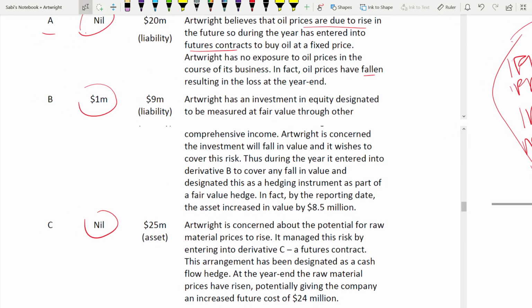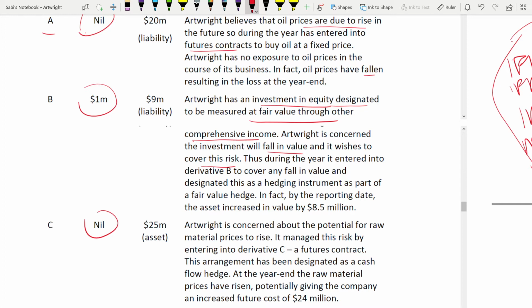There is an investment in equity designated to be measured at fair value through OCI. Investment in equity. This is a separate investment in equity. That one was just a derivative. So they are concerned that the investment will fall in value and wish to cover this risk. What is the idea here? The main motive is to hedge. You can see they are concerned that value will fall and they wish to cover this risk.